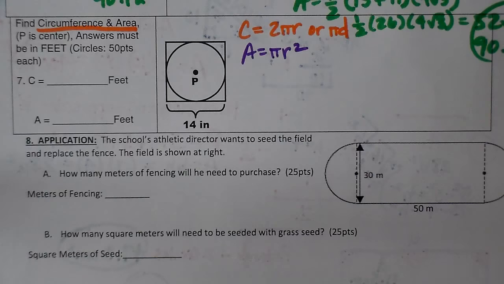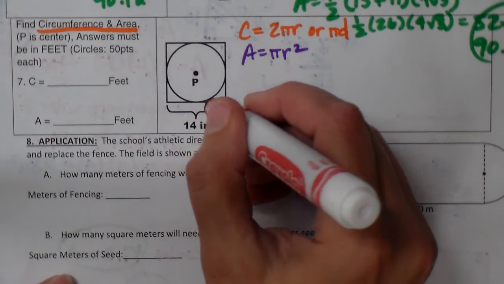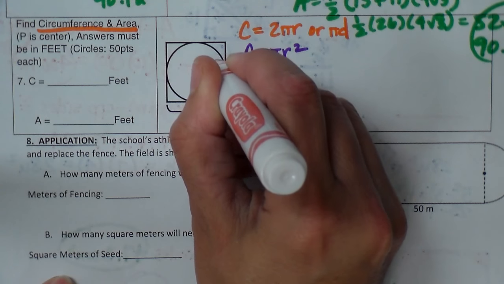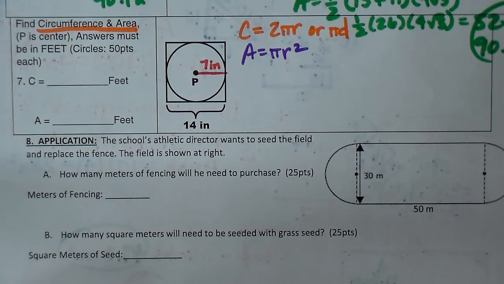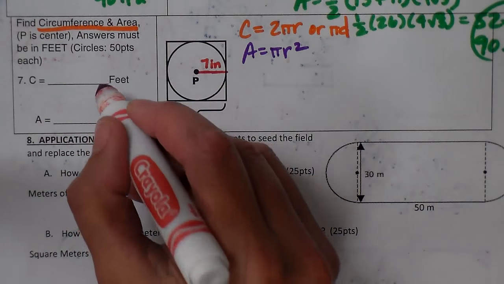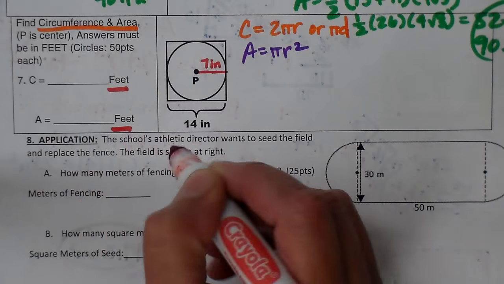Now, this is a square. It's 14 inches across. That means that my radius is 7 inches across. Now here's the problem. What is the answer being asked for in what units? Feet.